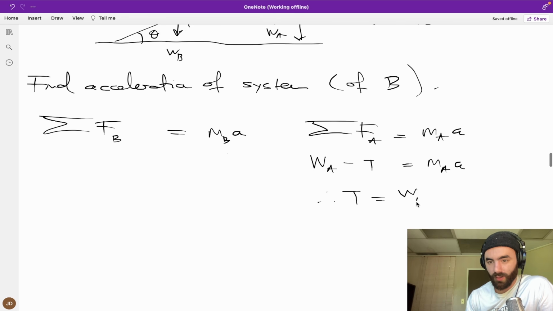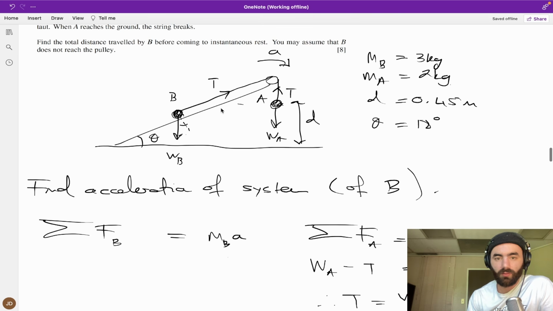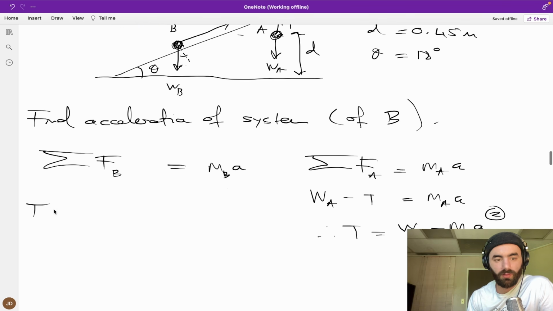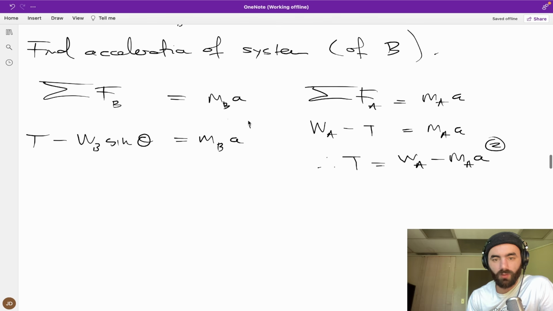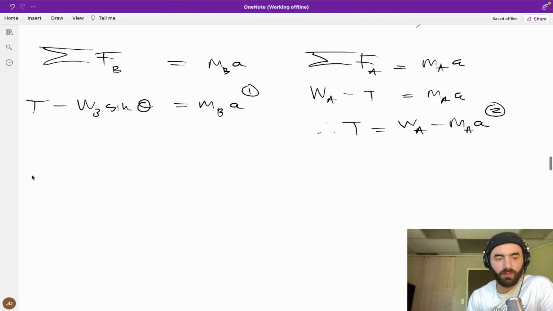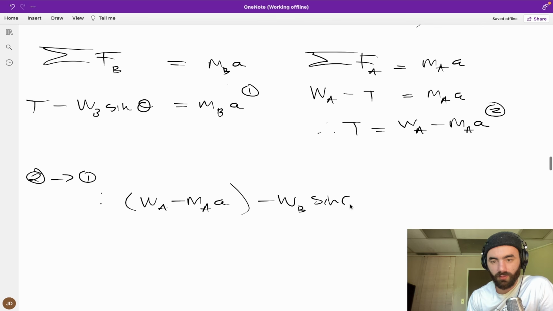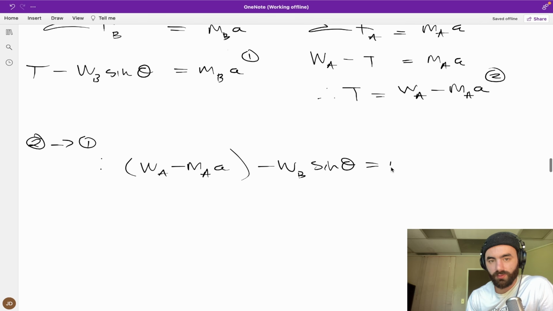We rearrange for T. We get T equals WA minus MA a. That's equation 2. And for B, we have the tension minus the weight of B down the slope, T minus WB sine theta equals MB a. That's equation 1. We'll substitute 2 into 1 to find the acceleration of the system. This goes into here, so we get WA minus MA a minus WB sine theta equals MB a.